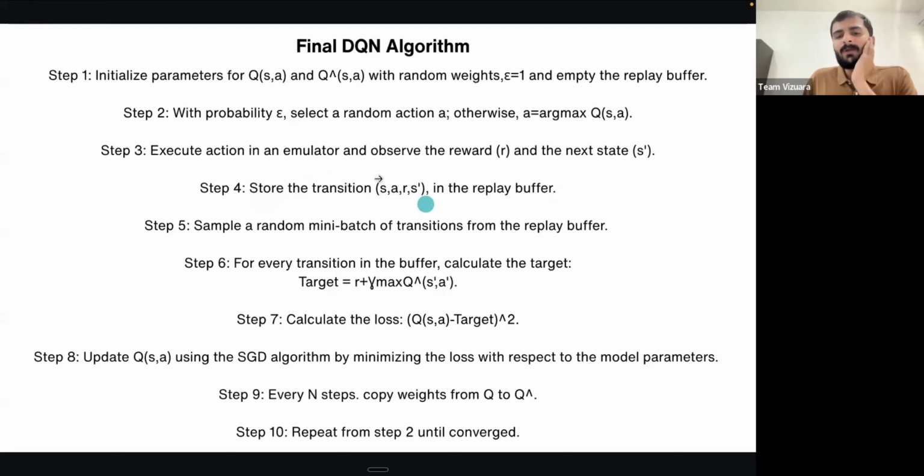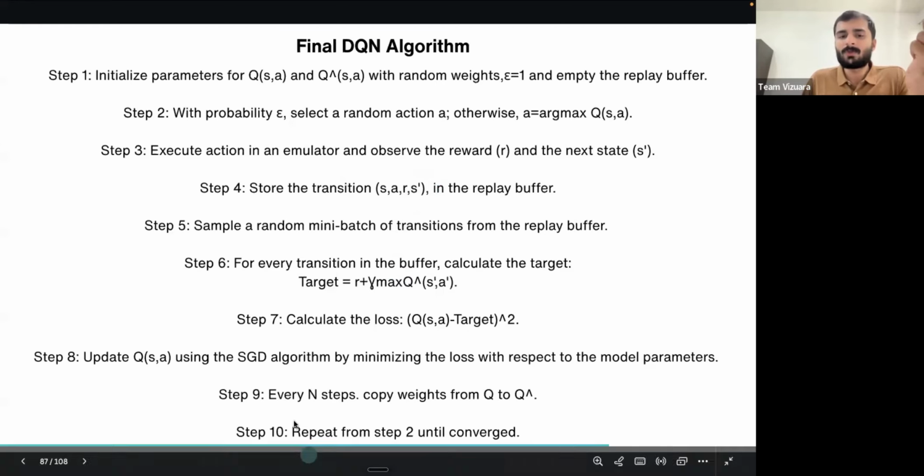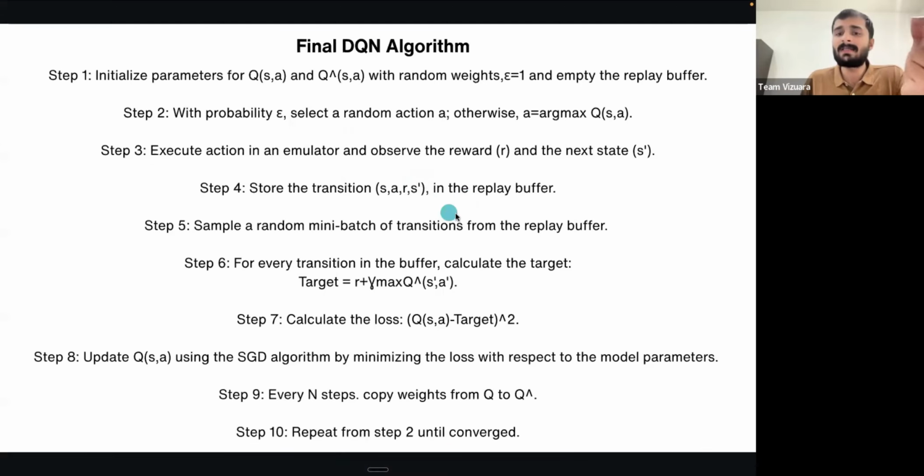Why do you think this is the case? Why do we store all this information in the replay buffer? Why don't we just store S dash and R, or just S dash for that matter? The main reason why we store all of this is that, remember, we are sampling randomly from the replay buffer later. So when you sample, you need to be able to calculate the loss properly. So to calculate the loss, you need to have S, you need to have A, you need to have R, and then you need to have S dash. Okay, so this is step 4.